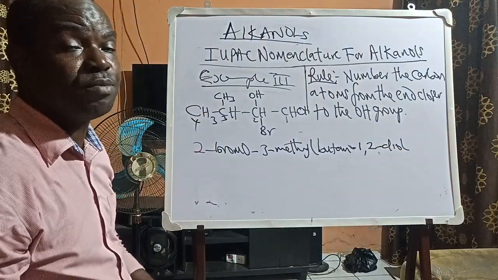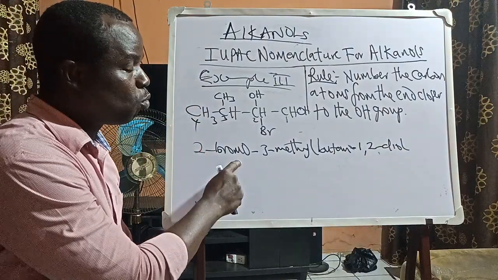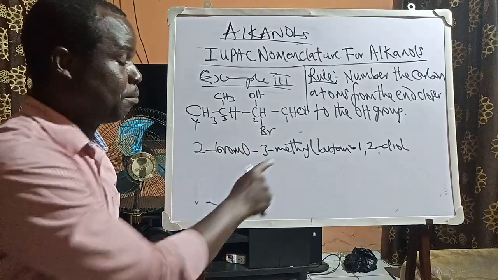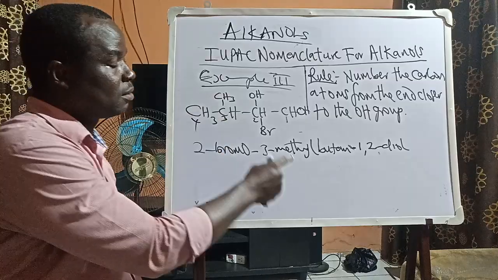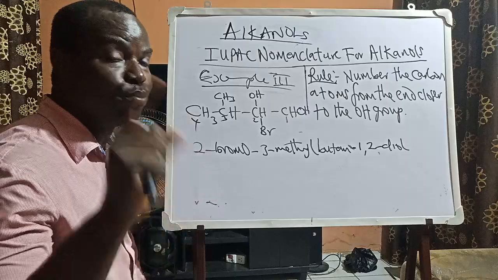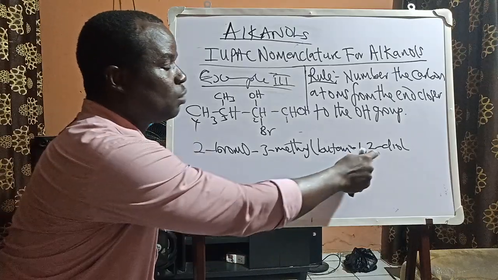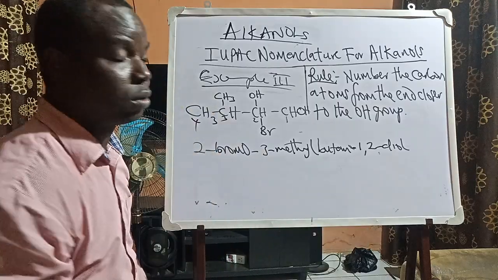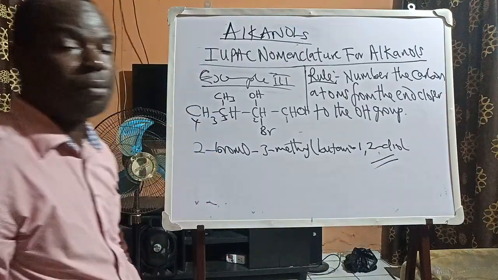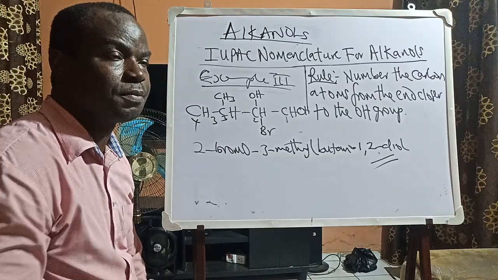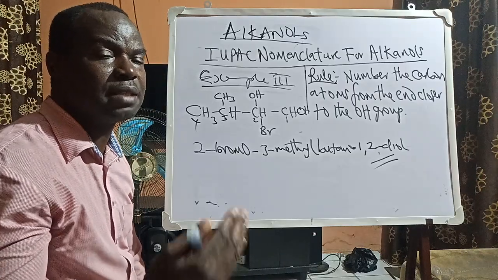Let me rephrase it again. 2-bromo, because bromo is on carbon number 2 and B comes before M. Then 3-methyl. Then we have 1, 2, 3, 4. That is butan. Butan-1,2-diol. Diol because we have double OH. That's the answer.